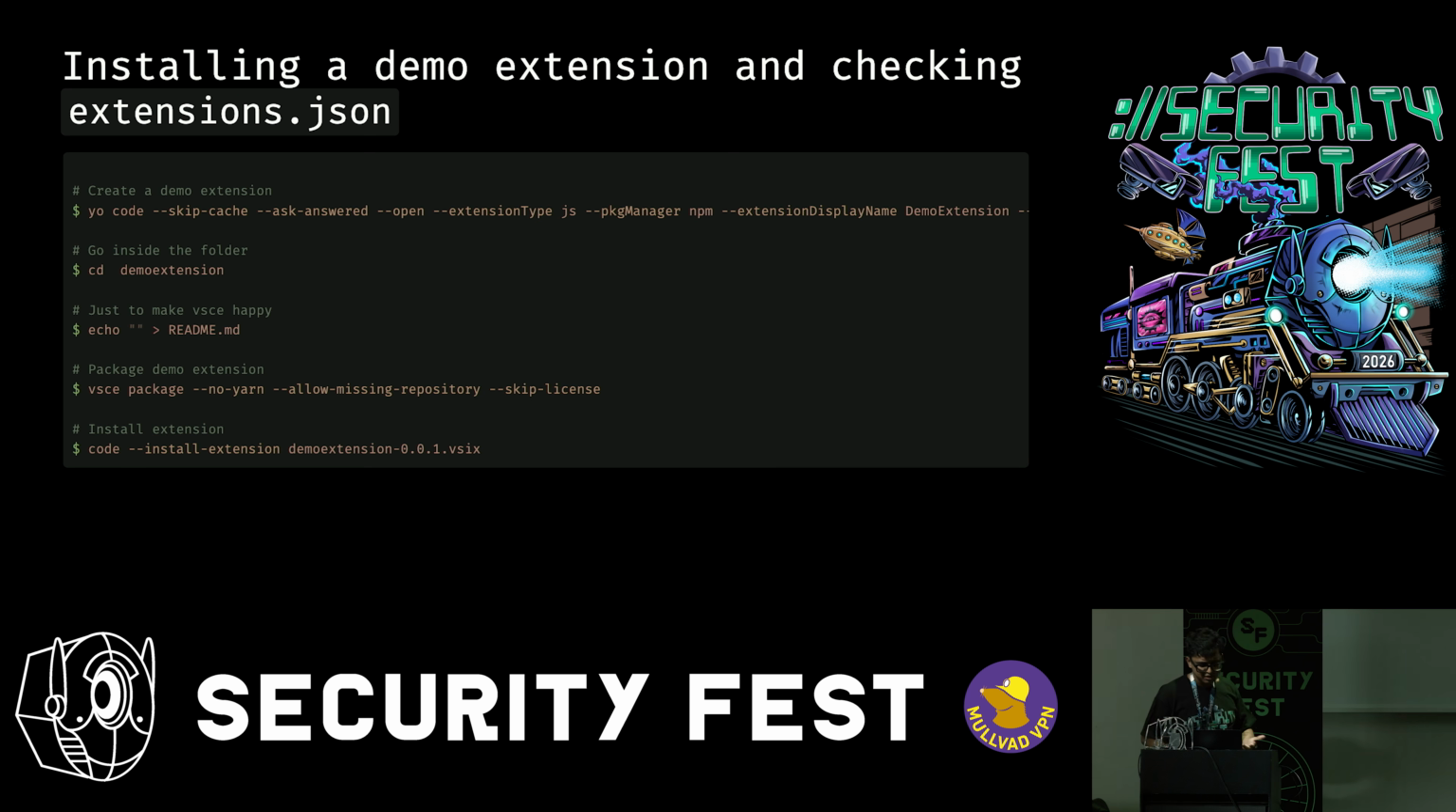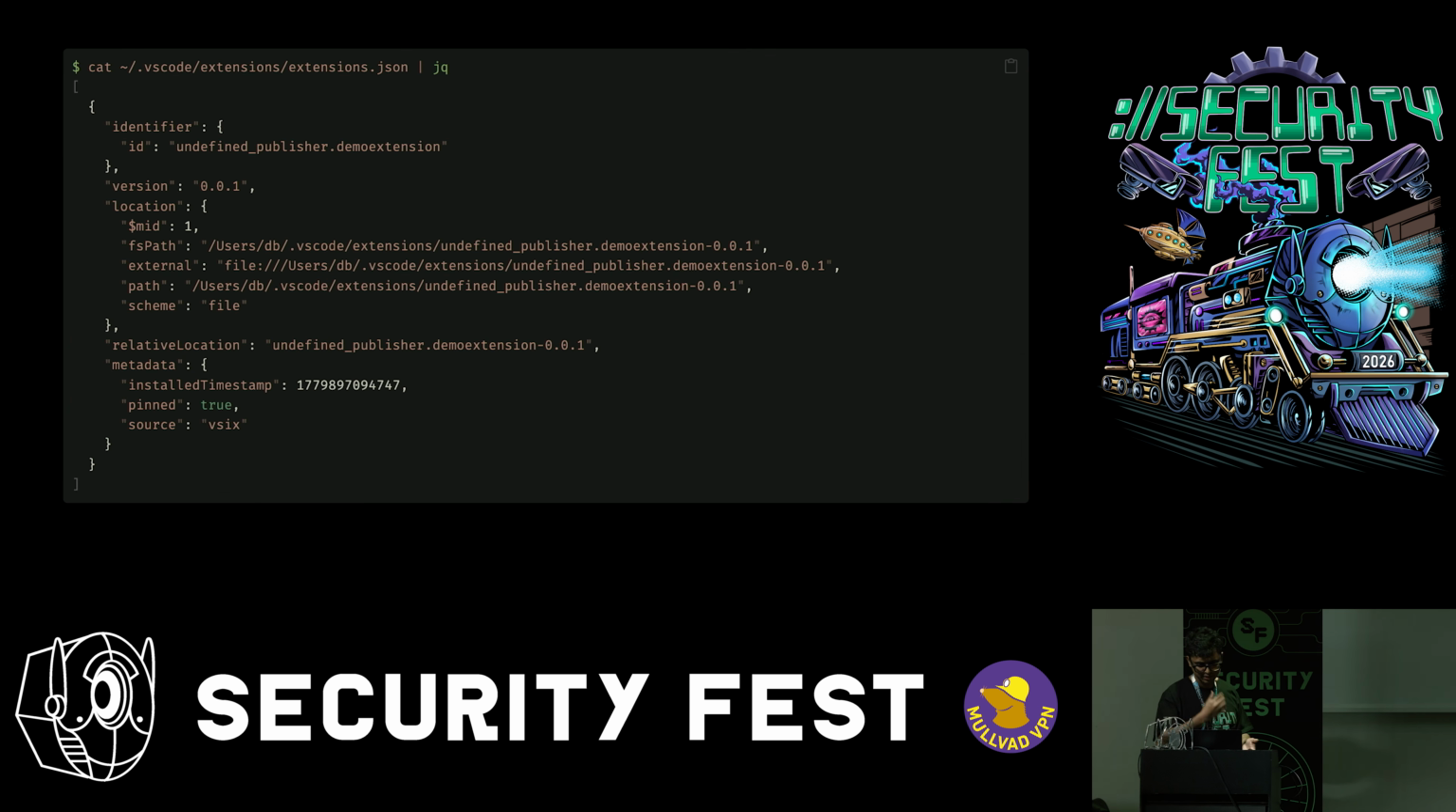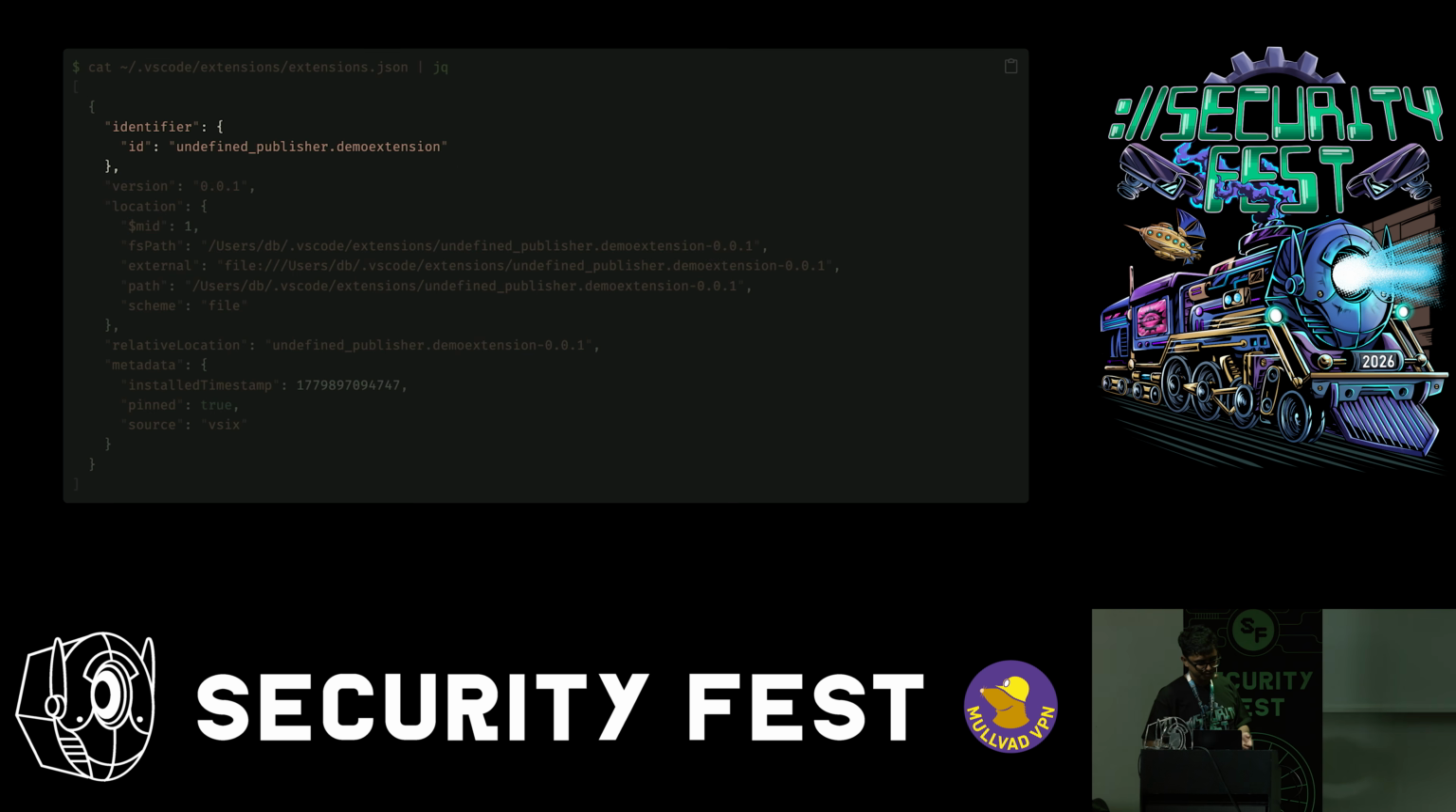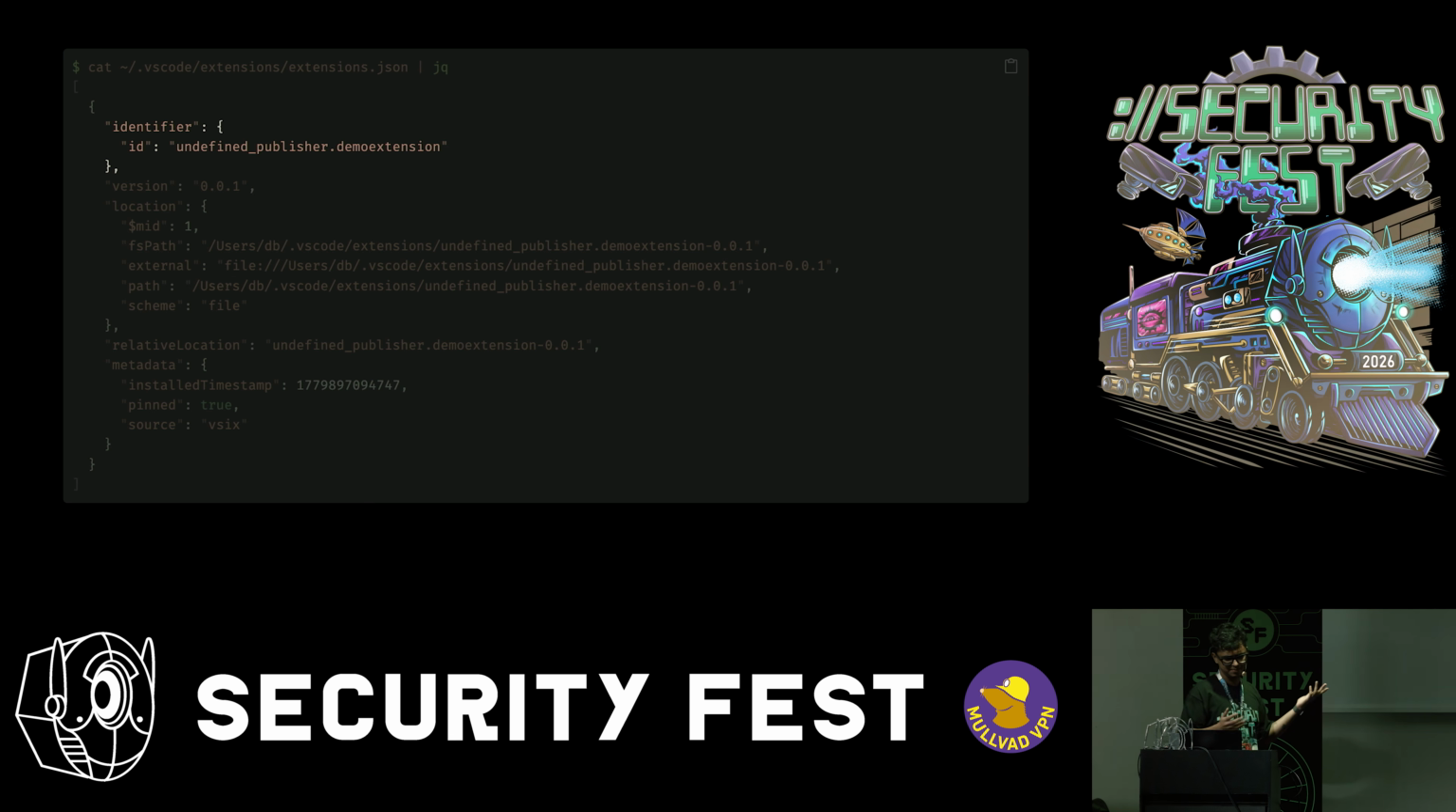So let's install a demo extension and check how the extensions.json looks. Right? We just create a demo extension, does nothing, and we just examine the extensions.json again. We see that for our extension, which is the most run-of-the-mill, out-of-the-box extension, it has the identifier as undefined_publisher.demo-extension. So naturally, when the API makes a request with this ID, it doesn't get back anything. And it says right at the end, the source is VSIX.